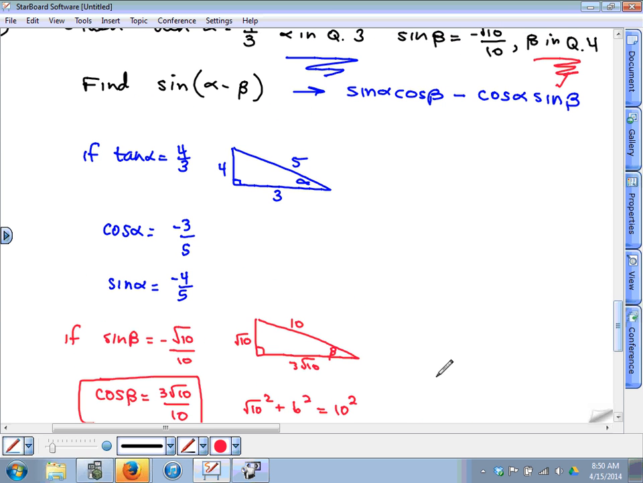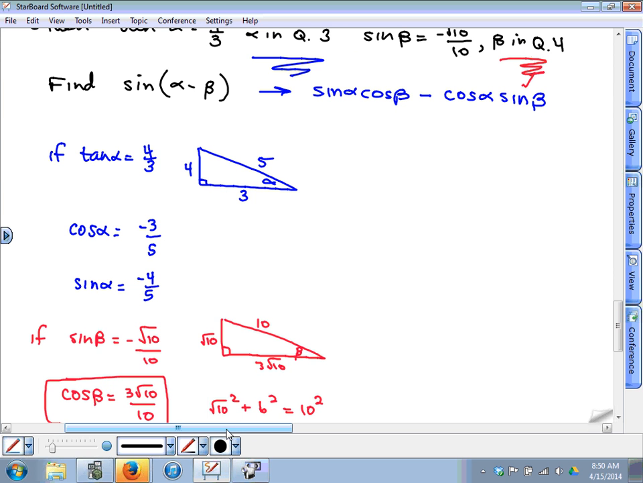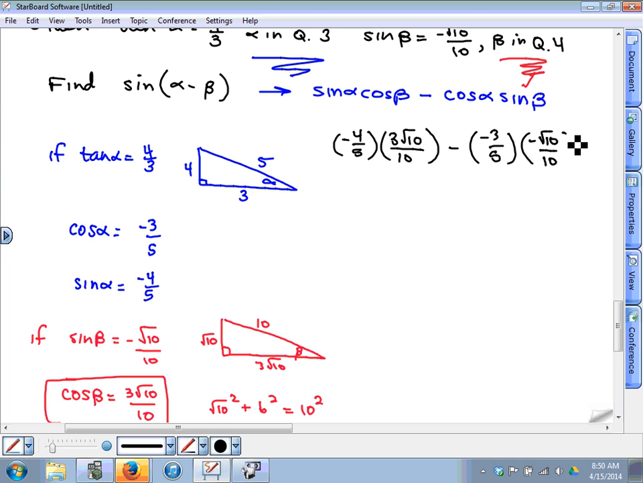So I believe, if I'm not mistaken, and I never am, that we have everything we need. Sine of alpha is negative 4/5. Cosine of beta is 3 root 10 over 10. Obviously, I'm kidding. I'm wrong all the time. Just ask my wife. She'll tell you. Cosine of alpha is negative 3/5. Sine of beta is negative root 10 over 10.